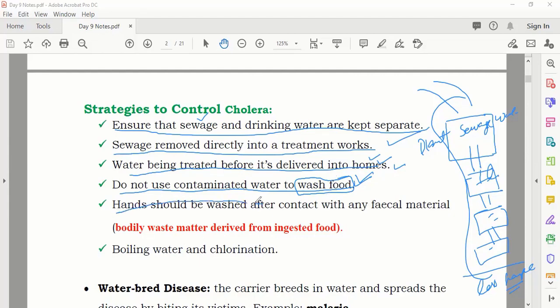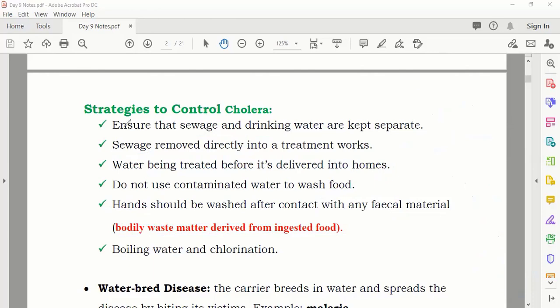Hands should be washed after contact with any fecal material. Fecal material means the material which is excreted by humans as waste, bodily waste matter derived from ingested food. That is feces. So these are the steps, the precautions you should take while you want to stop the spread of cholera. Okay.